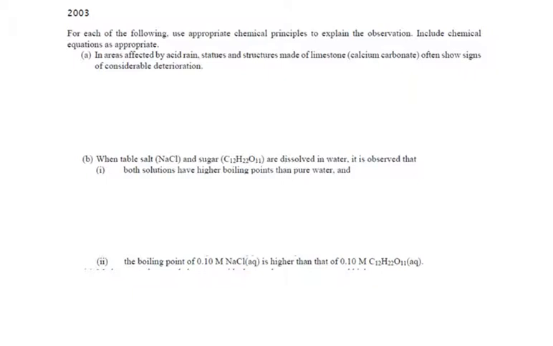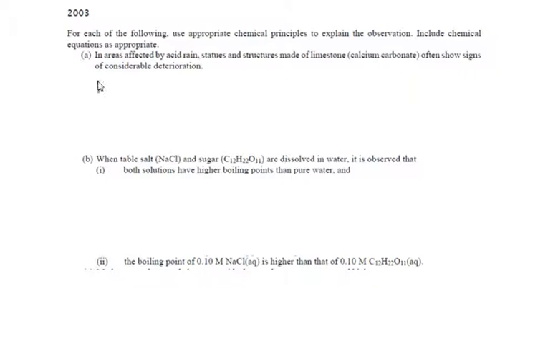All right, so first off, coming across the question, we have no data tables and nothing to go off of, so we're just going to go right into it. For each of the following, use appropriate chemical principles to explain the observation. Include chemical equations as appropriate. In areas affected by acid rain, statues and structures made of limestone, which is calcium carbonate, often show signs of considerable deterioration. So what's happening here?